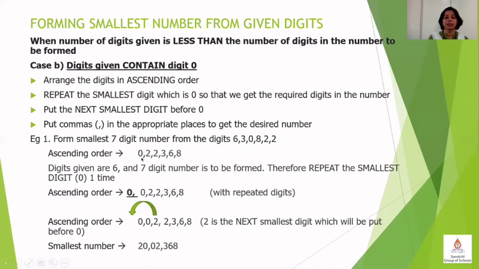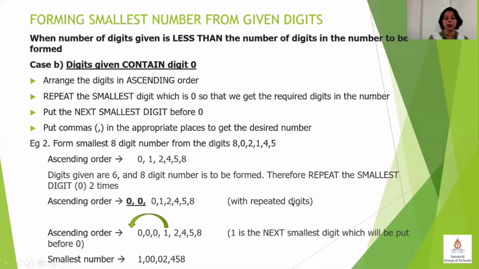I'll repeat once again what we did. After we arranged the digits in ascending order, we repeated the smallest digit so that we get the required number of digits in the ascending order. But since we cannot have a number beginning with 0, we picked up the smallest digit after 0 and we put it in front of 0. So 2 being the next smallest digit, we picked up 2, we put it here, and that's how we got our smallest number as 20,02,368.